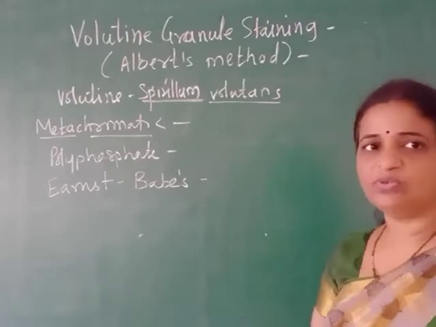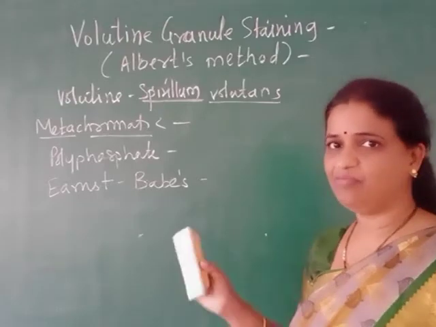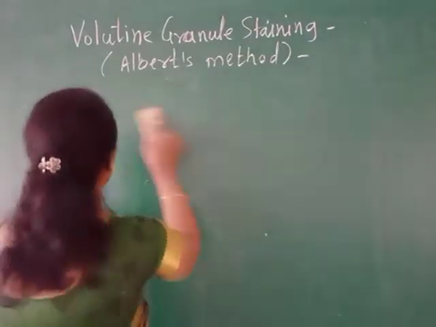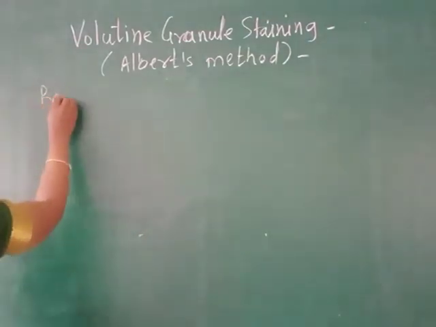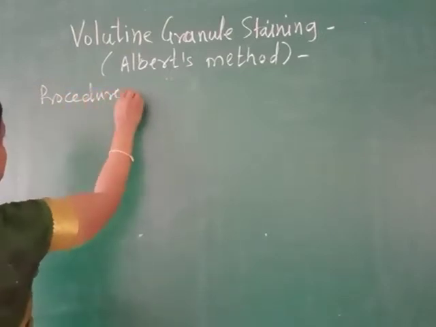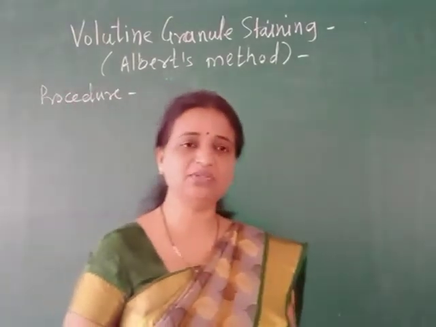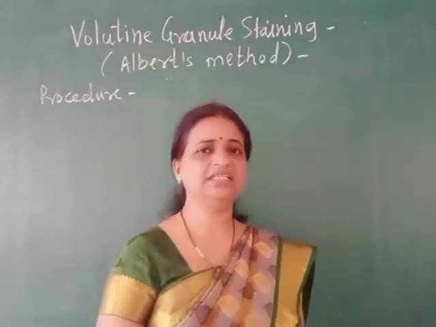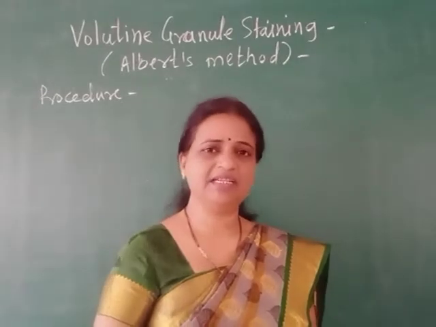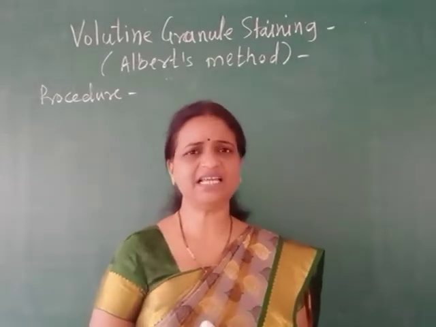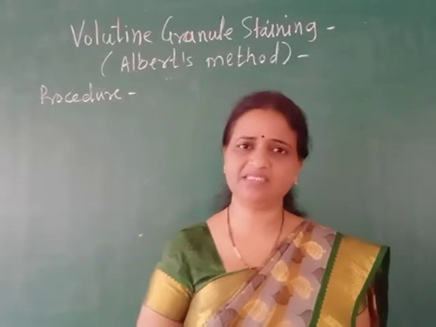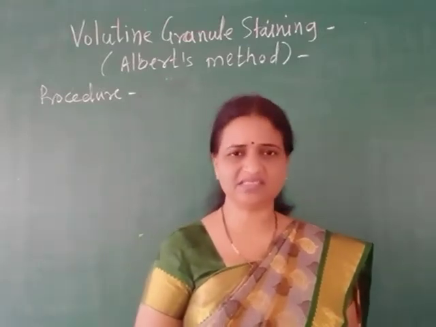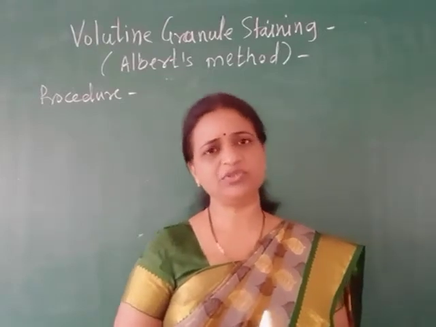Now let us see how to observe this granule by using Albert's staining method. Generally these granules are observed in bacteria like Clostridia, Bacillus, Lactobacillus and some other prokaryotic bacterial cells. Here, as they are prominently observed in Lactobacillus, we are taking the curd sample, because this curd sample consists of a large amount of Lactobacillus.